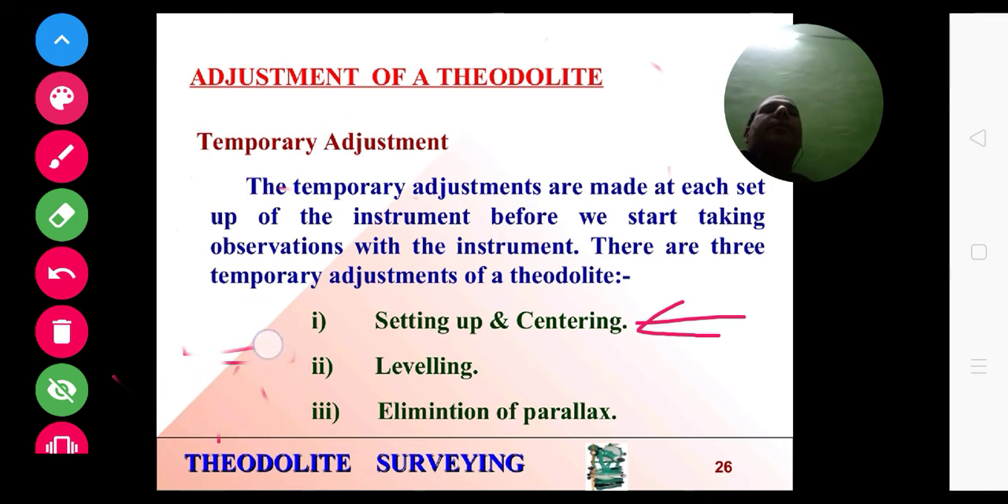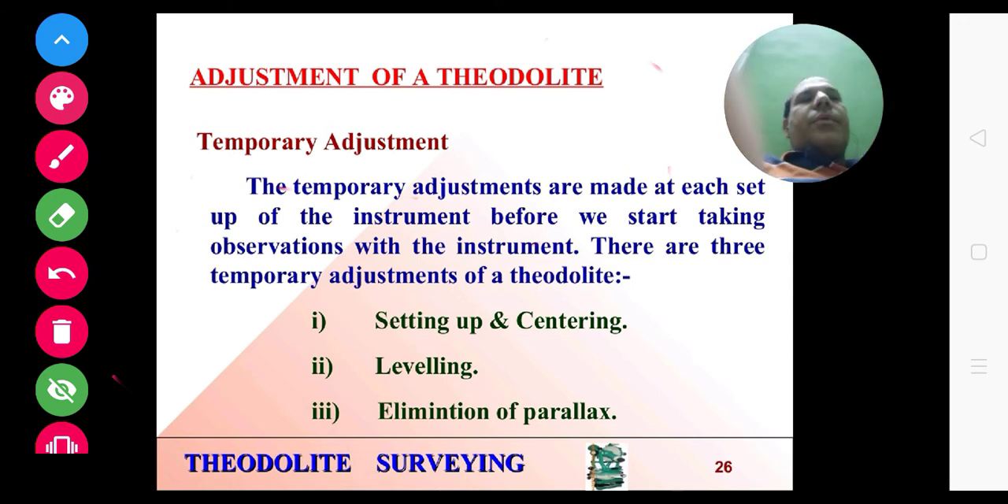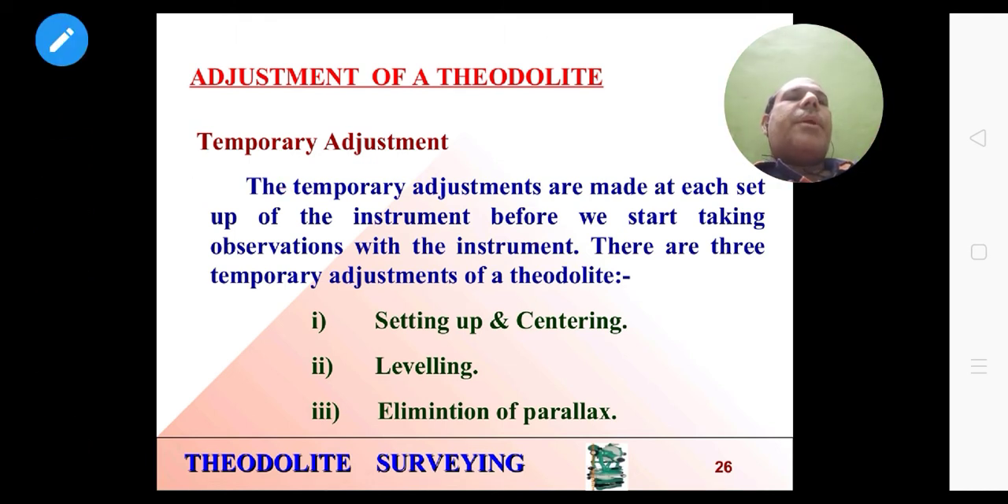So that is the first temporary adjustment, that is setting up the theodolite. Then leveling the theodolite with the help of three foot screws. Place the longitudinal bubble tube parallel to two foot screws, then turn the third foot screw, perpendicular to it, and bring the bubble to the center of its run.